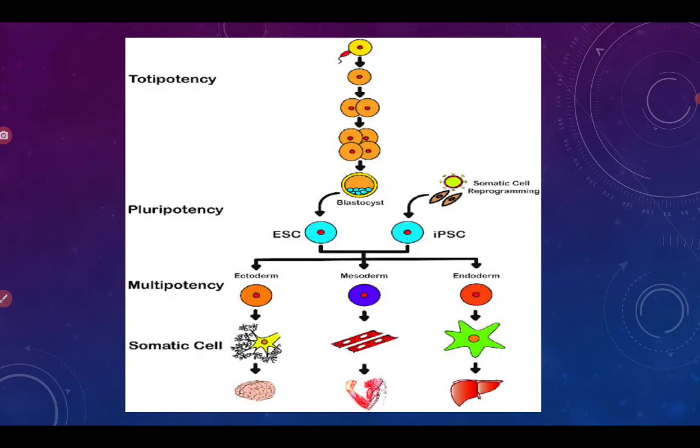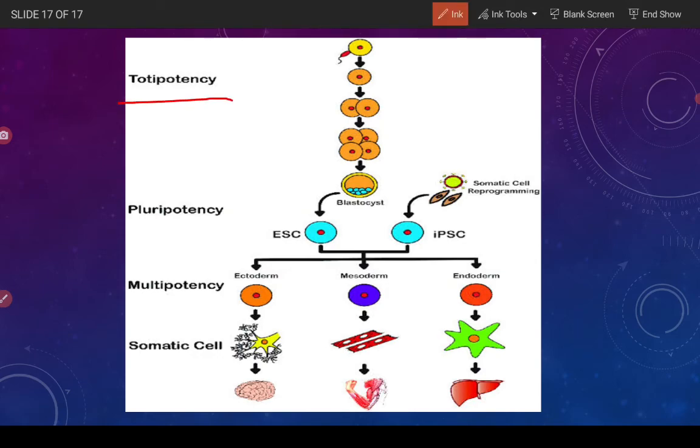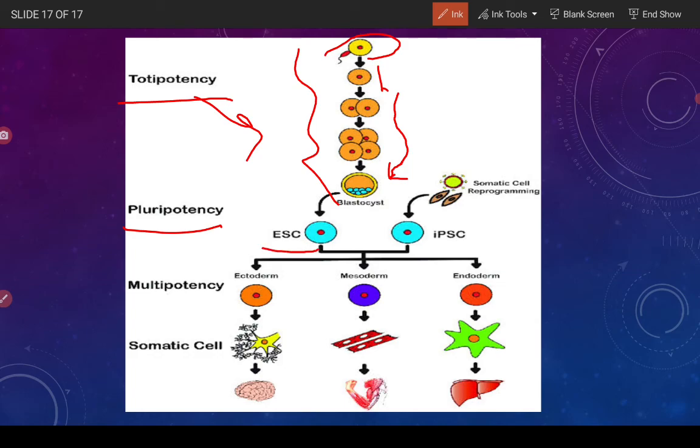Right? So you can see in this picture. This is totipotency, where sperm and ovum are fusing, they form a zygote, an embryo is formed, a blastocyst is formed. So these are all totipotent stem cells. They could give rise to a whole organism, right? Now after this, the embryonic stem cell and induced pluripotent stem cell. These are the pluripotent stem cells, and they could give rise to a wide range of cells, right? Like the ectoderm, mesoderm, and endoderm.